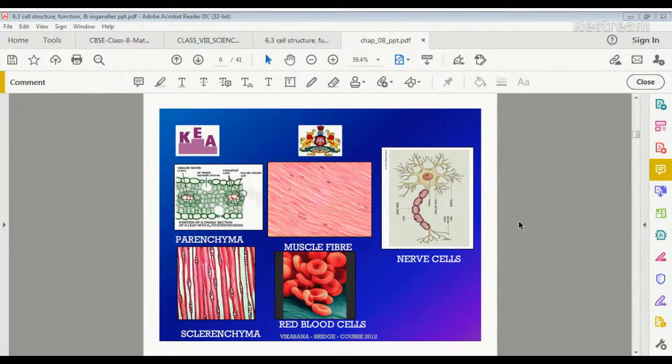Now, can you guess which part of the cell gives it shape? Yes, the components of the cells are enclosed in a membrane, and this membrane provides shape to the cells of plants and animals both, isn't it?